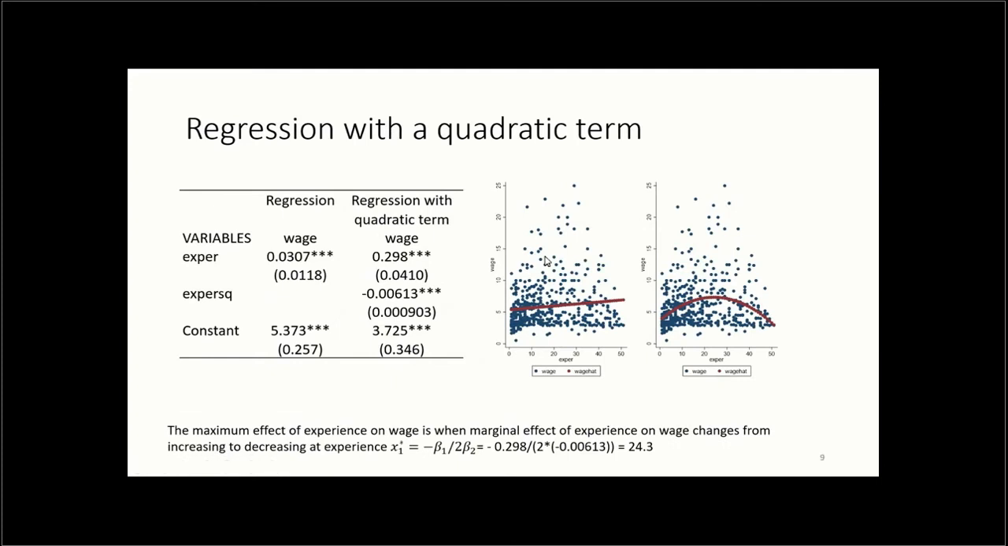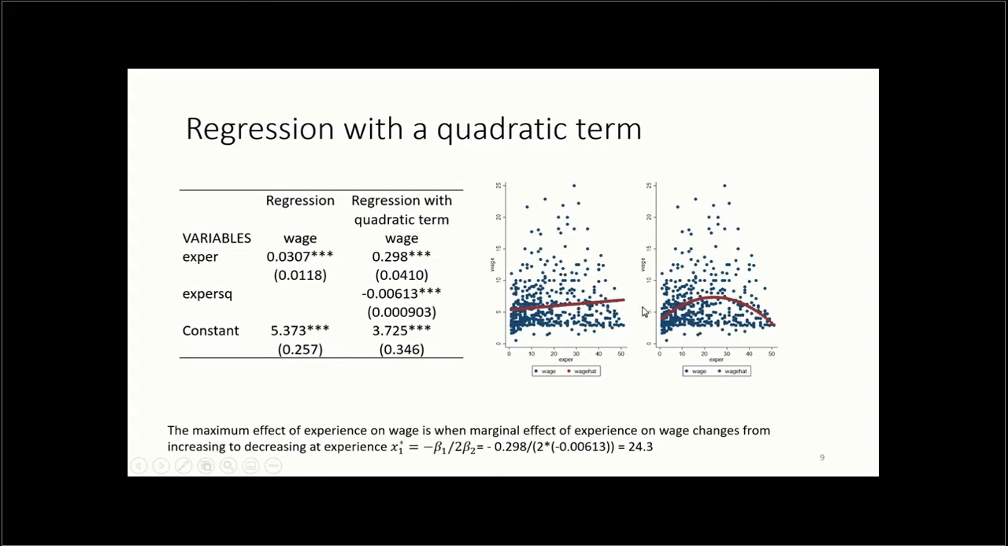So now let's consider another example. So here is where we have wage regressed on experience, and that is the effect of one additional year of experience being associated with 3 cents more in wage. And here is where we put experience and experience squared in the same regression. And this is what we see if we plot wage against experience. We see here a flat line.